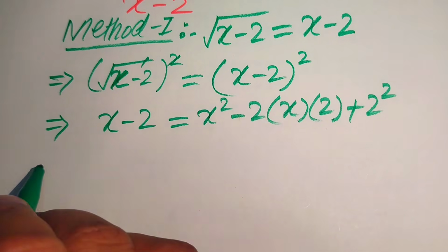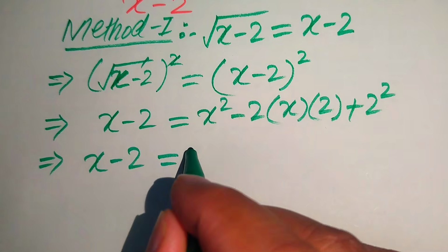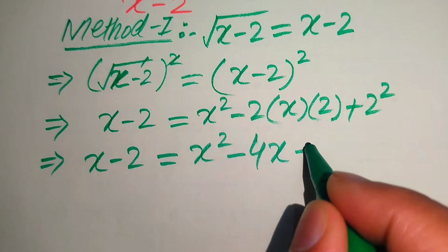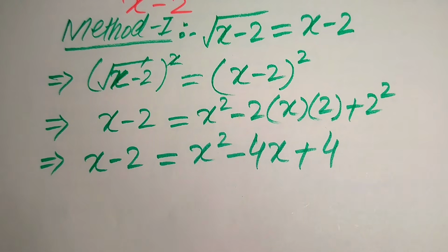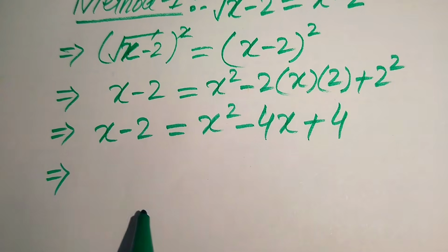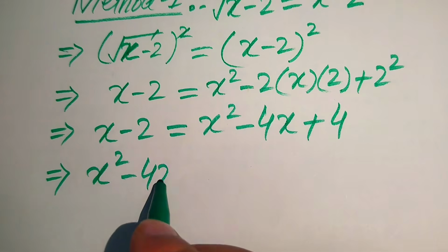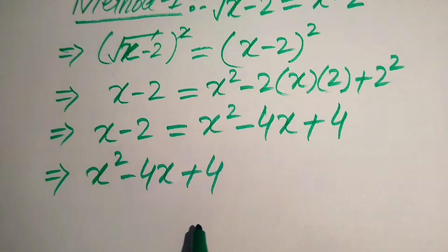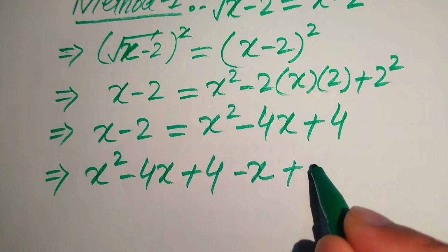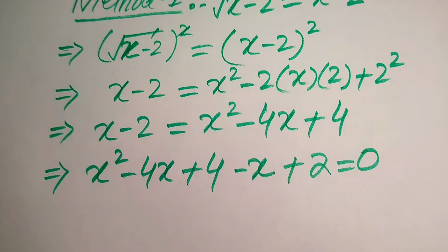And further in the next step we need more simplifications, and it will be written as x − 2 = x² − 4x + 4. Further in the next step we move all the terms from the left hand side to the right hand side, and it will be written as x² − 4x + 4, and this is plus x becomes minus x, this is minus 2 becomes plus 2, and this whole equation is equal to 0.